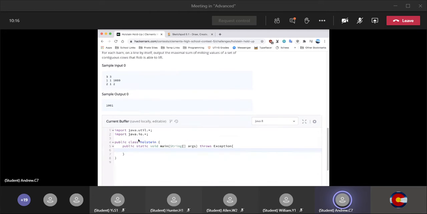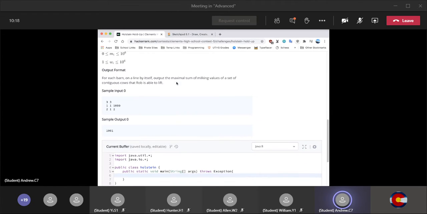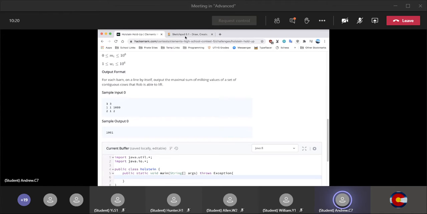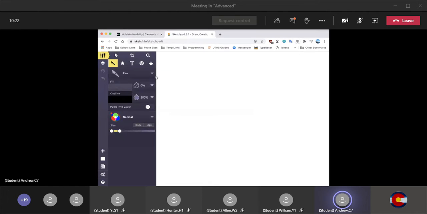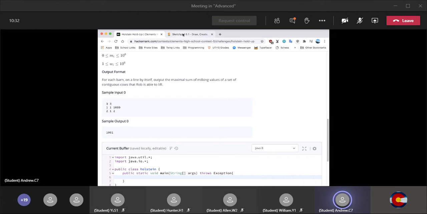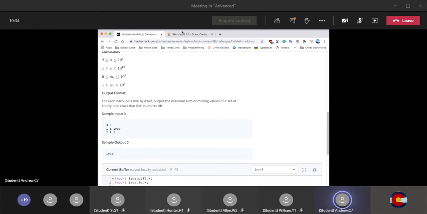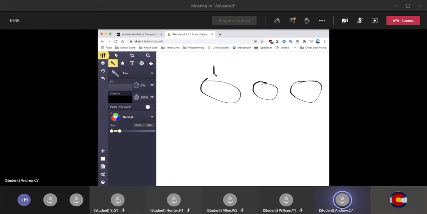So let's think about how to do this. For example, let's look at the first sample input. We have 3 stables, so there are going to be 3 different cows. Here's a cow, here's another cow, and here's another cow. These are cows, guys. The first cow will have a milking value of 1. So this is m of i. The second cow will have a milking value of 1. The third cow will have a milking value of 1,000.